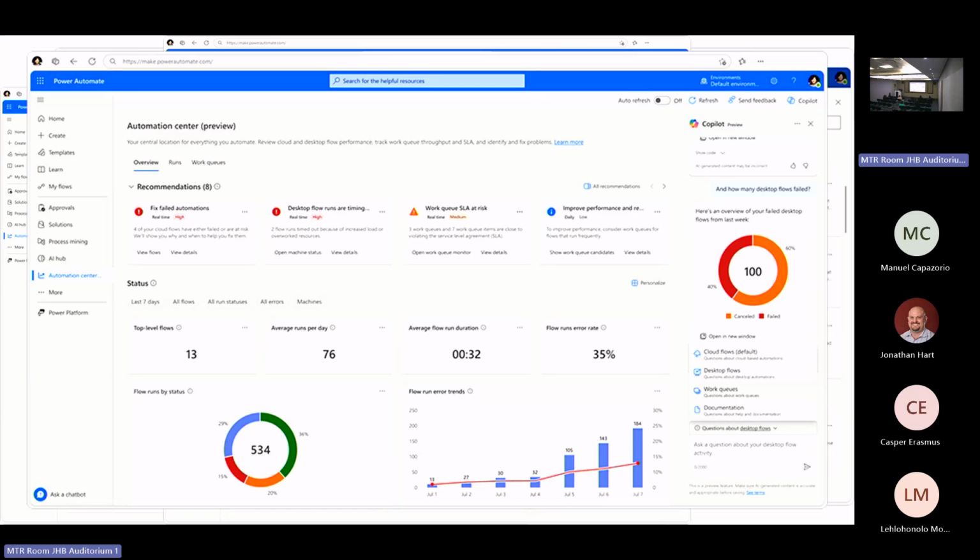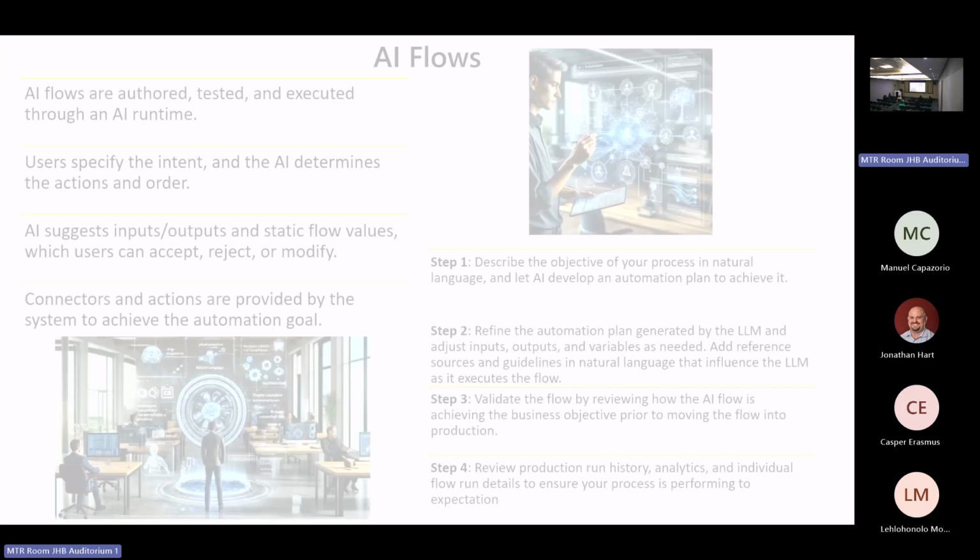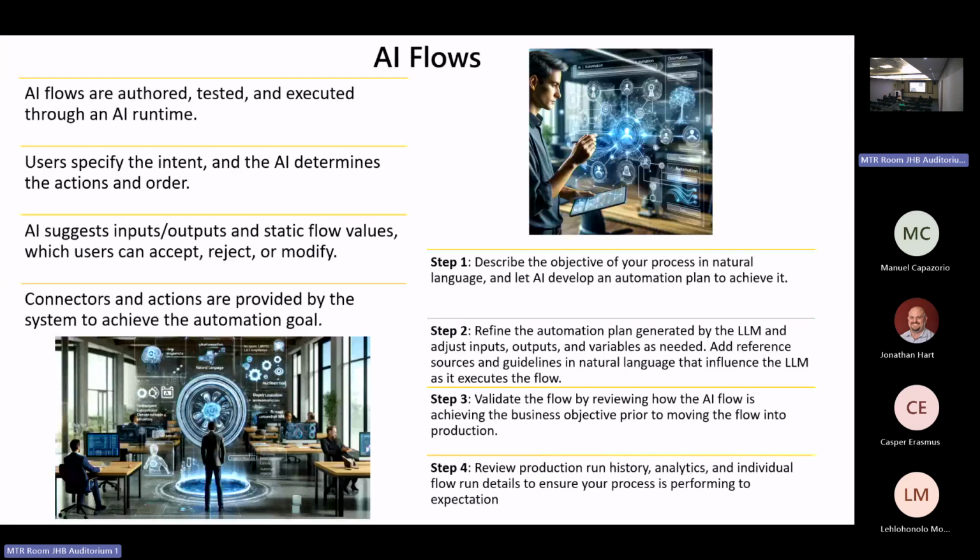Okay. Now, one of the big ones coming in, AI flows. Okay. So this is going to change the game completely. It's going to change how we work with workflows, especially in Power Automate. So these things are created and executed all through an AI runtime. So it is leveraging those large language models to decide what steps to bring into the flow, also to execute the flow, how you run the code inside there.